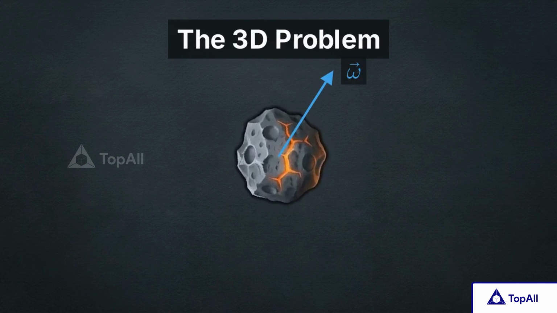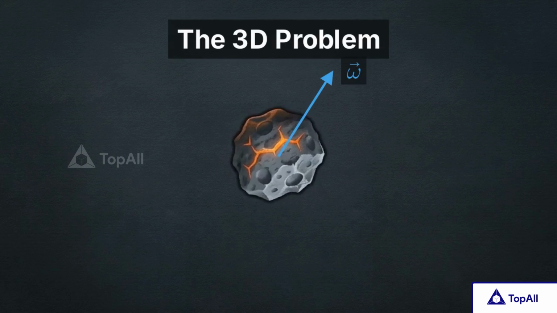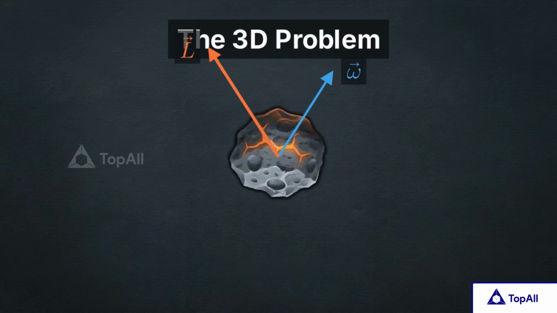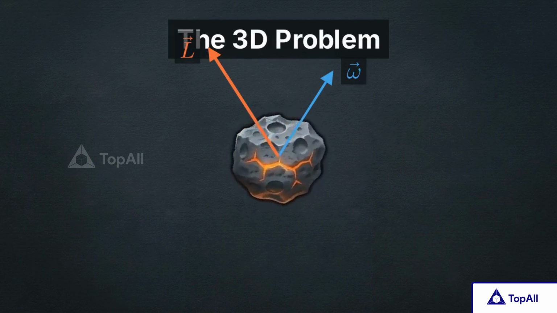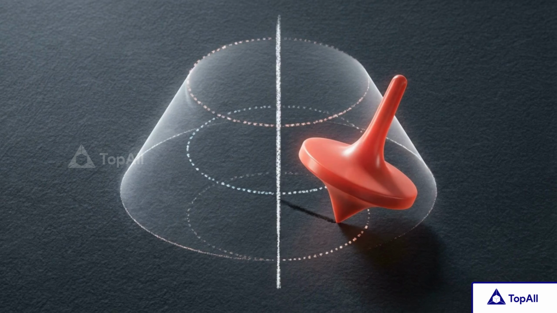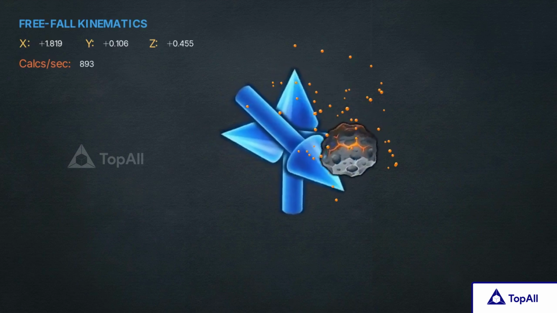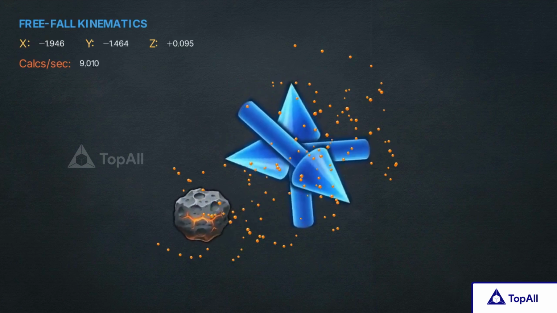When you add up all those particles for a whole object, you run into the 3D problem. The direction the object is actually spinning, represented by the blue angular velocity arrow, and its total angular momentum, the red arrow, do not point in the same direction. As the body rotates, that angular momentum vector wobbles and precesses. Because the orientation is constantly shifting in space, you cannot use a single value to describe the spin. You would have to calculate every coordinate change for every microsecond of the motion.